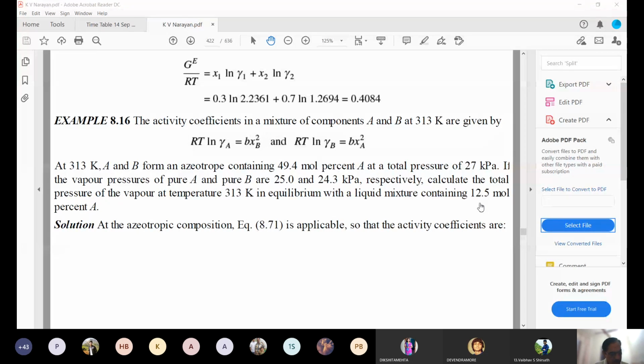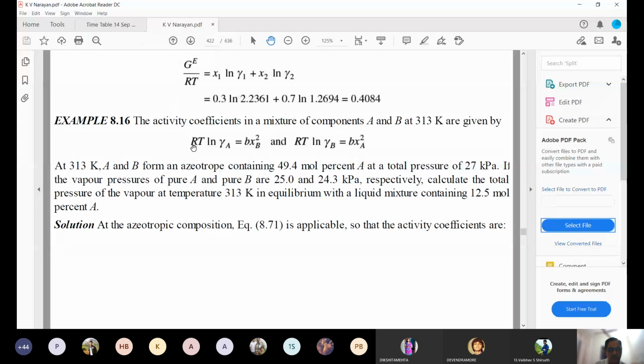So here it is solved in a different way. Let us see if you can directly get the value of b. The constant is only b, one constant, right? That is why it is solved in a different way. So let us see if you can substitute. If you substitute these values of gamma A and gamma B, what is the value of b we get from the two equations? RT ln gamma A is equal to b XB square, and RT ln gamma B is equal to b XA square.